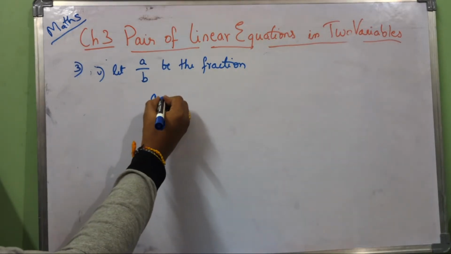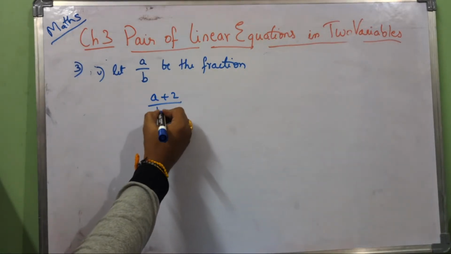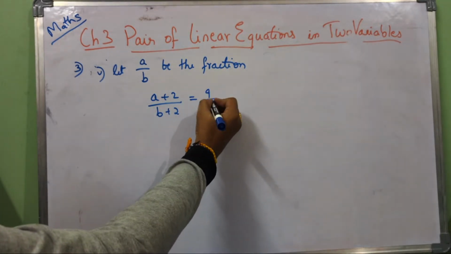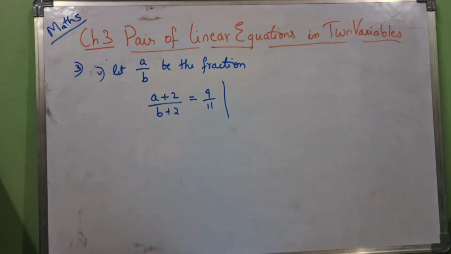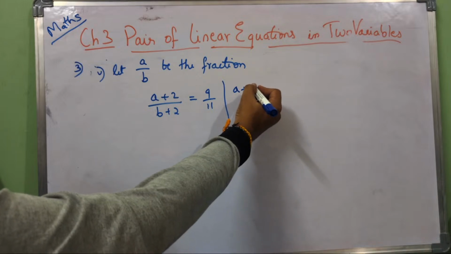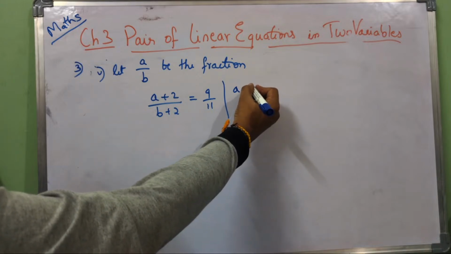So let's add 2 to the numerator as well as the denominator. Now it became 9 by 11. The same way, if 3 is added to both the numerator and the denominator. The numerator is the upper one, the first one, and the denominator is the one below. So to the numerator I'm adding 3 now.